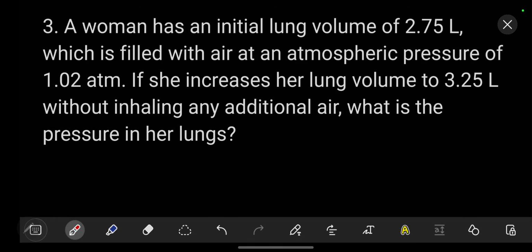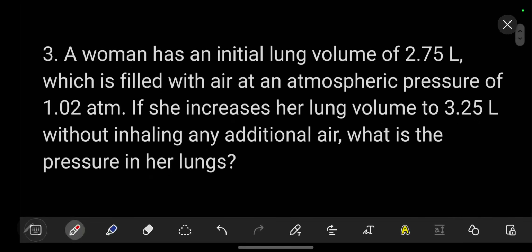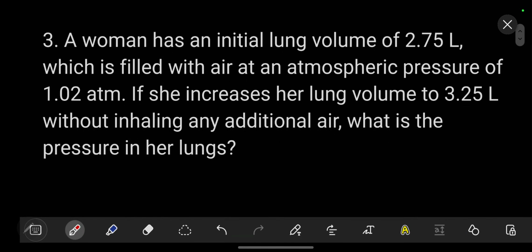Looking at question 3, we are told a woman has an initial lung volume of 2.75 liters, which is filled with air at an atmospheric pressure of 1.02 atmospheres. If she increases her lung volume to 3.25 liters without inhaling any additional air, what is the pressure in her lungs? They have not mentioned any temperature change, so we are going to assume that the temperature did not change. If the temperature does not change, we are simply looking at Boyle's law.